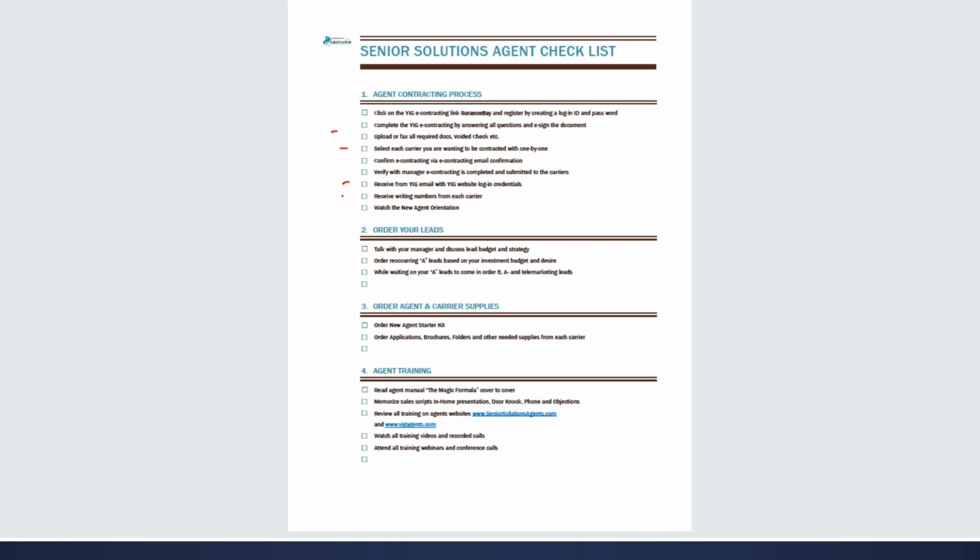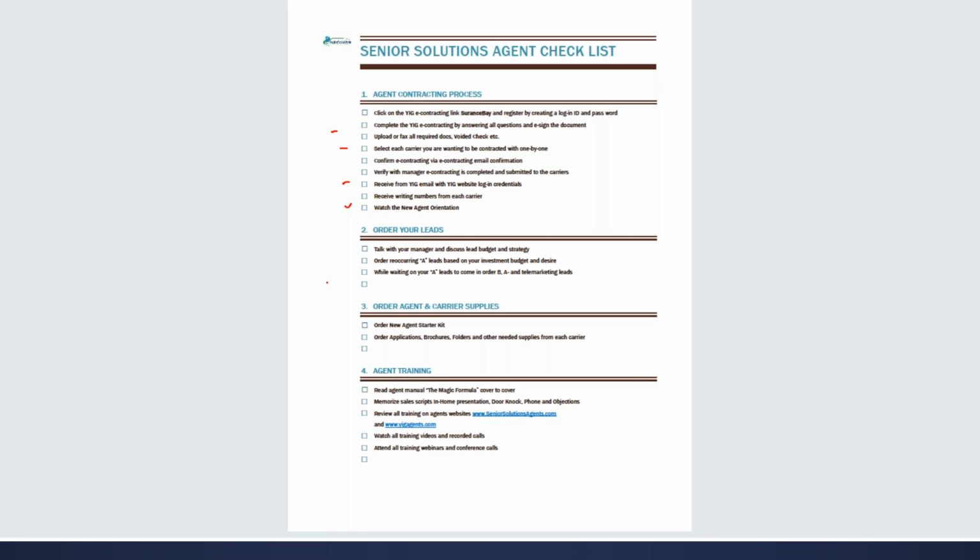You're going to be receiving your writing numbers. As you get your writing numbers from the carriers, make sure that you save those emails. Write that information down. And what I would recommend is open up a file, and all these important documents that are coming in, create a file so you can put everything in the file. That way you have easy access to get back to it later. Watching the new agent orientation, you should have already done that.